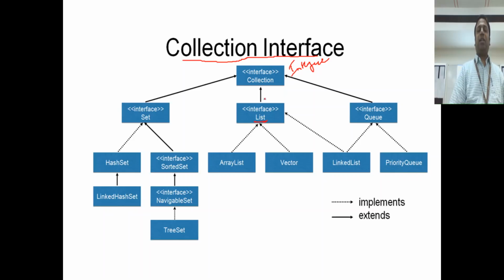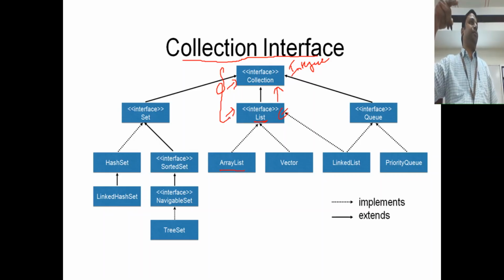Whereas List extends Collection. What is this List? It allows duplicate elements and it maintains the insertion order. So List is a type of collection. List is also an interface that extends the Collection interface. So you have all these abstract methods in your Collection and List. Whereas what is ArrayList? ArrayList will implement all the methods in Collection and List.